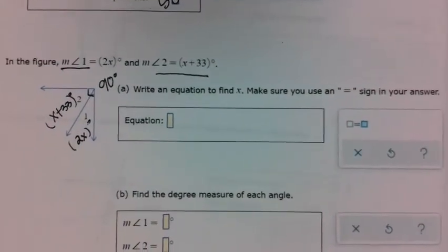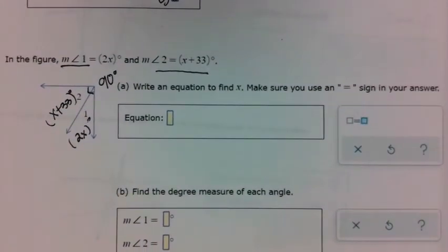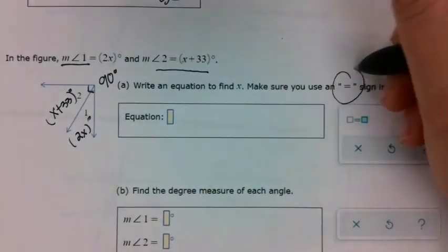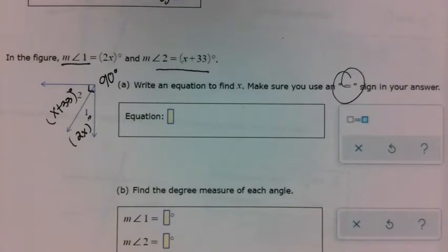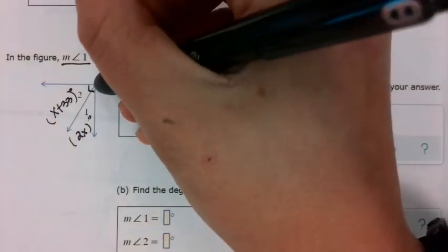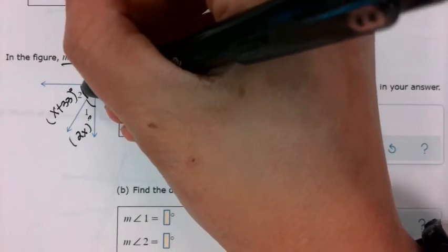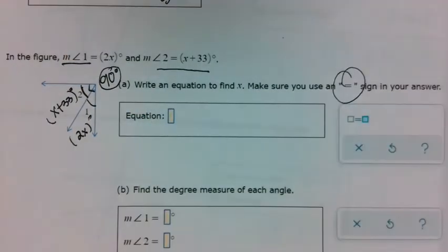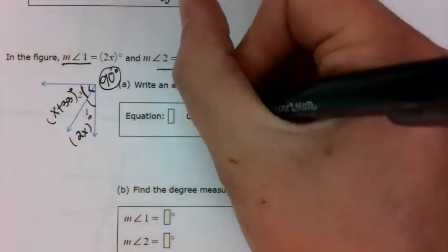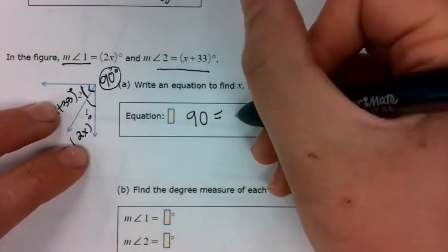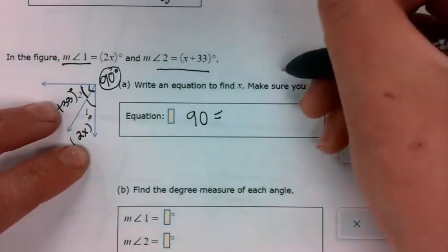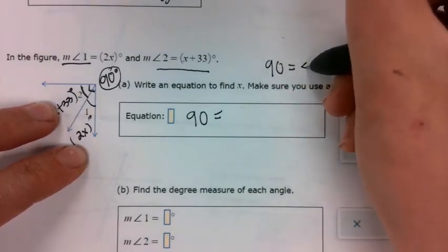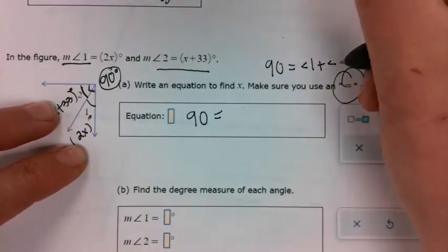Now question A says, write an equation to find x and make sure to use an equal sign in your answer. So if I'm writing an equation, I need to know two things that are equal to each other. Well, I know that the combination of these two angles is equal to 90. So I'm going to start by saying I know that 90 is equal to angle 1 and angle 2. I'm going to write a preliminary equation: 90 equals angle 1 plus angle 2.